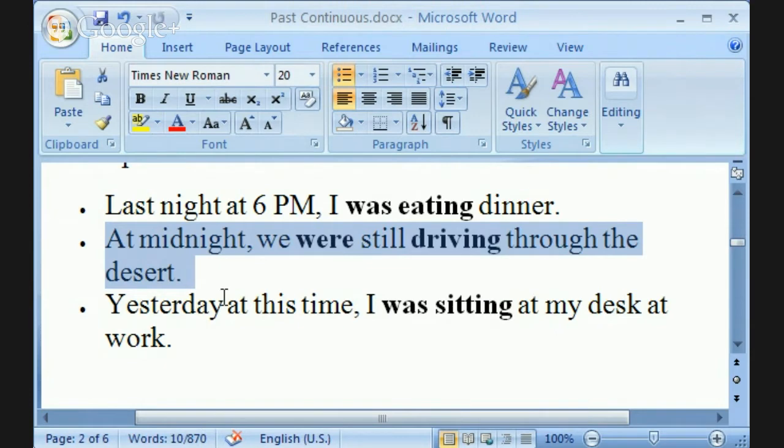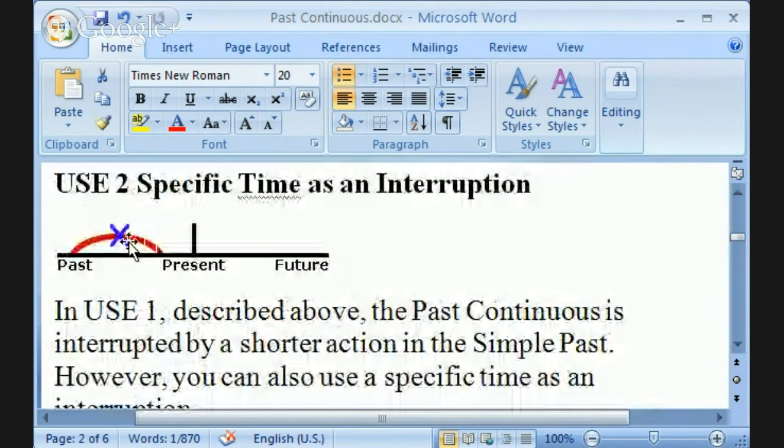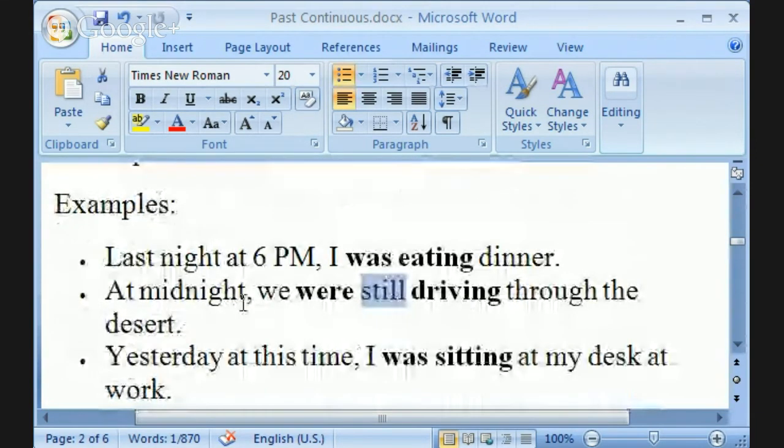All right. At midnight. Again, with a specific time. We were still driving through the desert. Use of still in this type of sentence is very common because still really shows the idea that you had been doing the action, driving, and that you're going to continue driving, and maybe that you're even a little upset by the fact that this action is taking a long duration. So this would be very common.